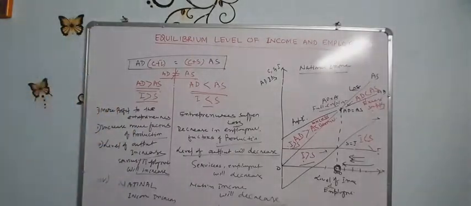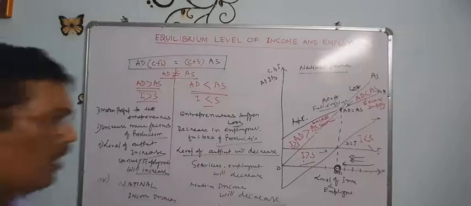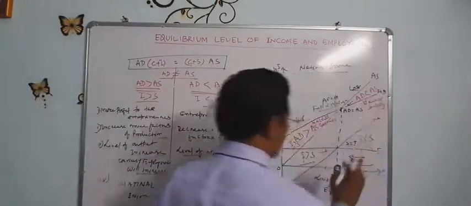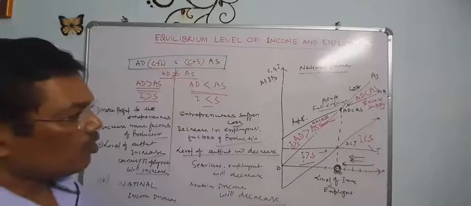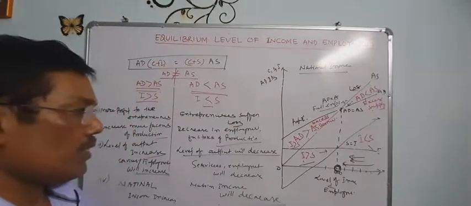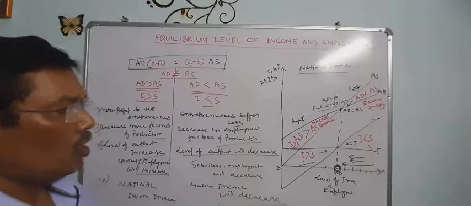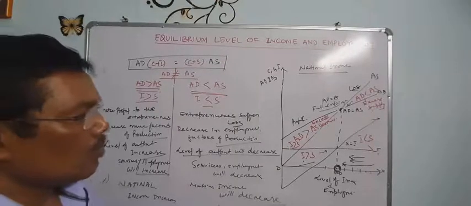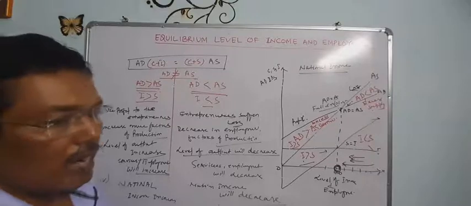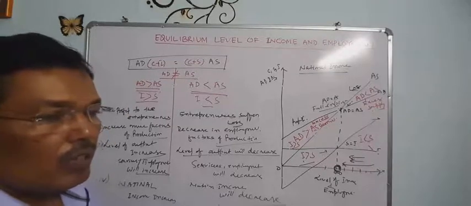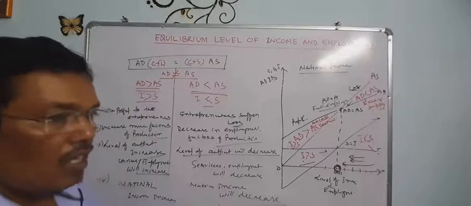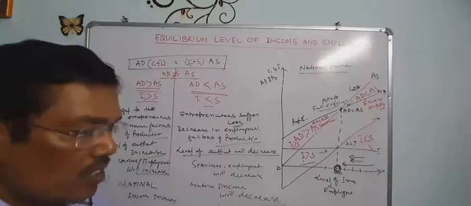Similarly, if AD is less than AS, entrepreneurs will suffer a loss, because if there is no production, where will they get the money? So during this period, when AD is less than AS, the country's economy suffers losses. When production is reduced and employment is reduced, the country will face an unemployment situation. The country will face a deflation situation.